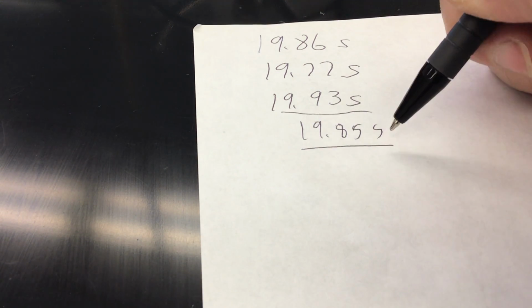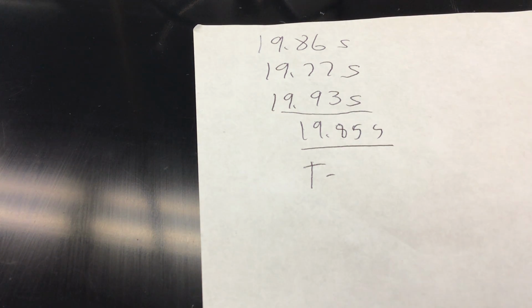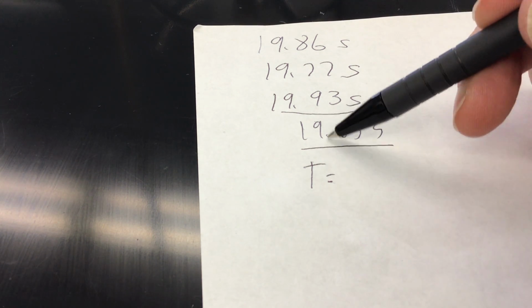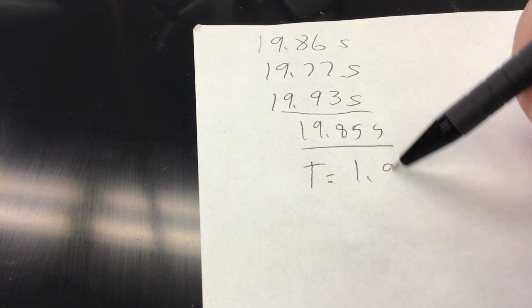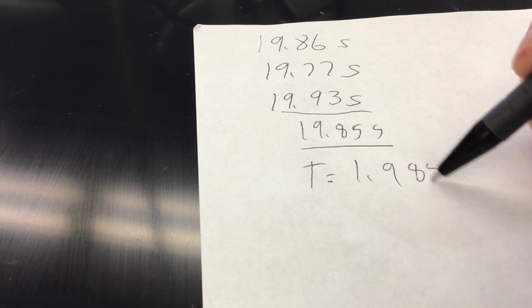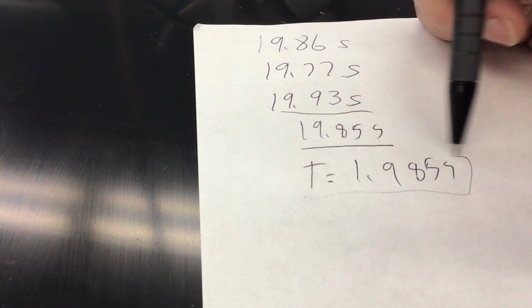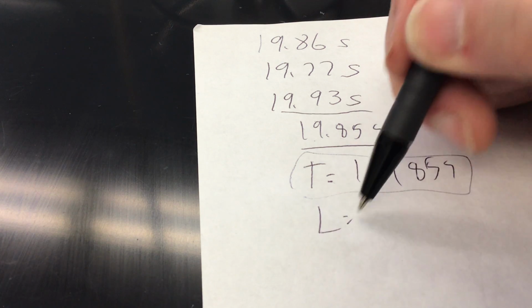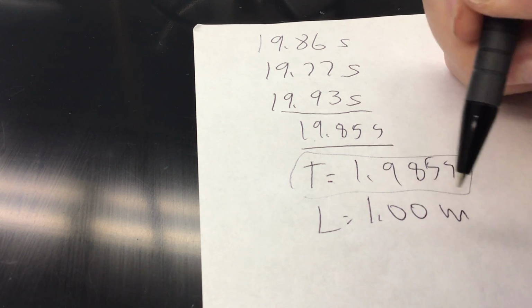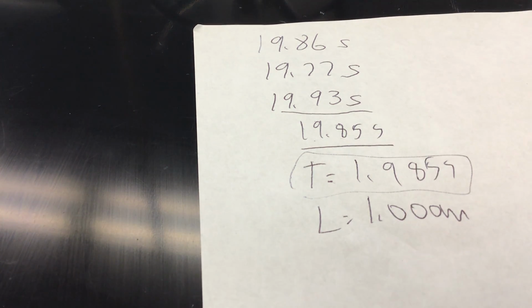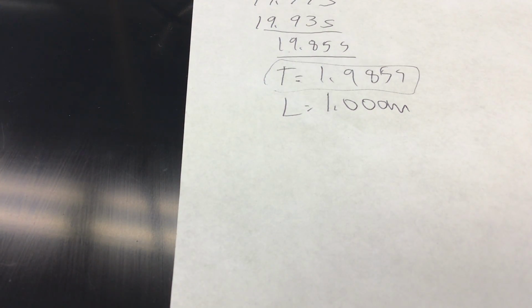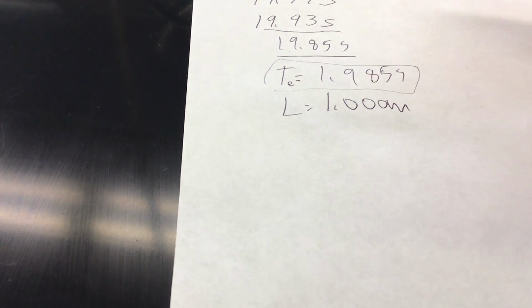19.85 seconds. Now the period then is that divided by 10, so move it over by 1, is 1.985 seconds. So now we have the period for a length of 1.00 meters, okay? Now, so that's our experimental period. How are you going to find a theoretical period?